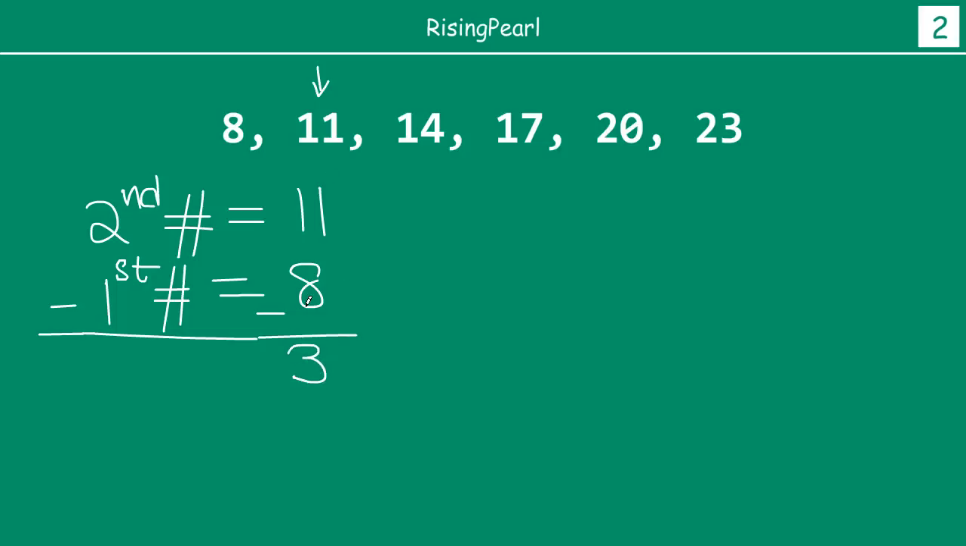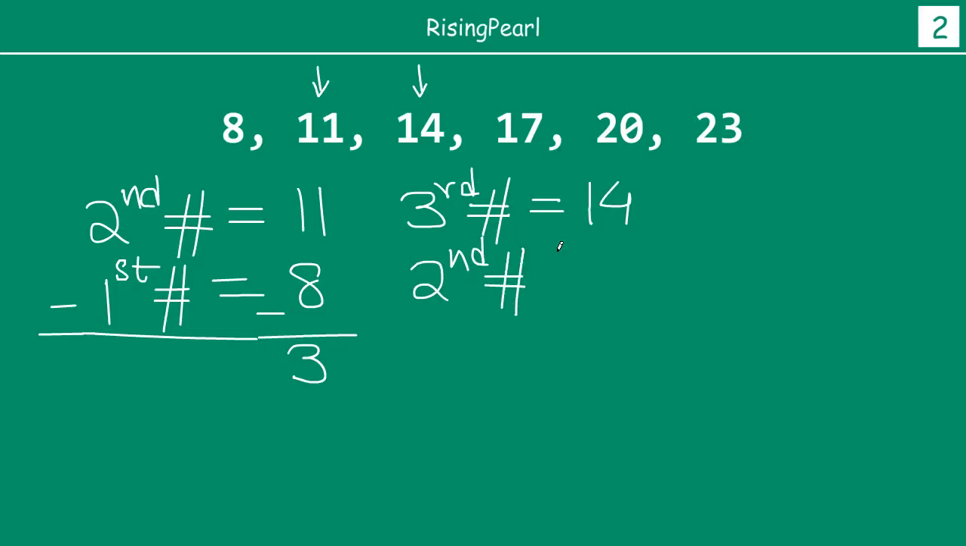Why did we do it? Just give me one moment and stay with me on this. Let's now take a look at our third number. The third number is equal to 14. Let's subtract the second number from the third number. The second number obviously is still 11, that has not changed. Let's subtract 11 from 14. 14 minus 11 is 3.